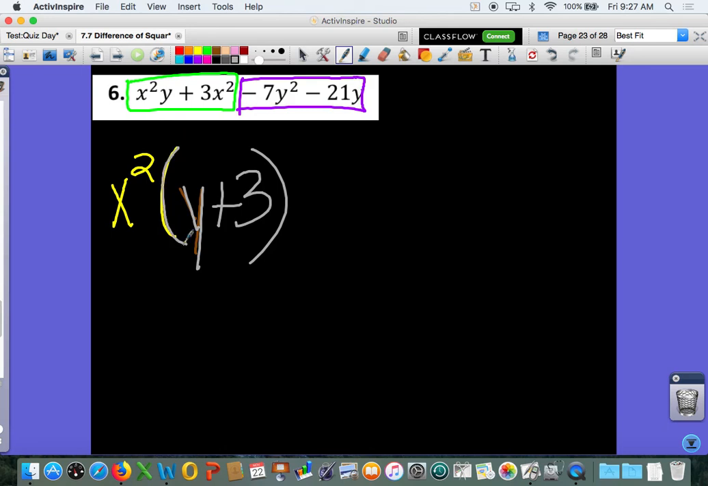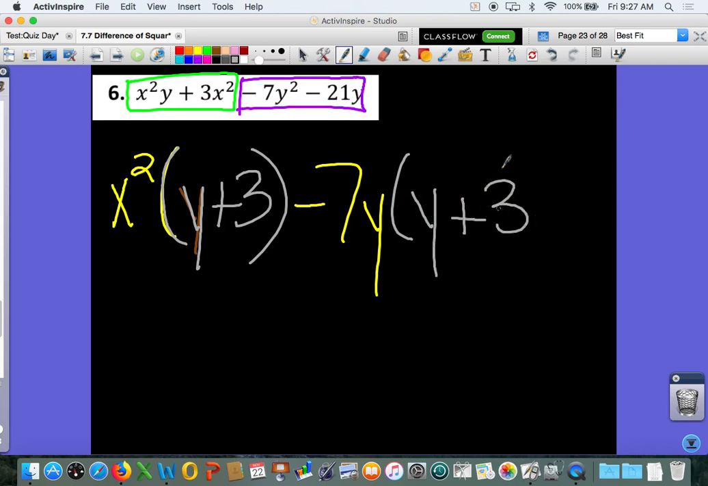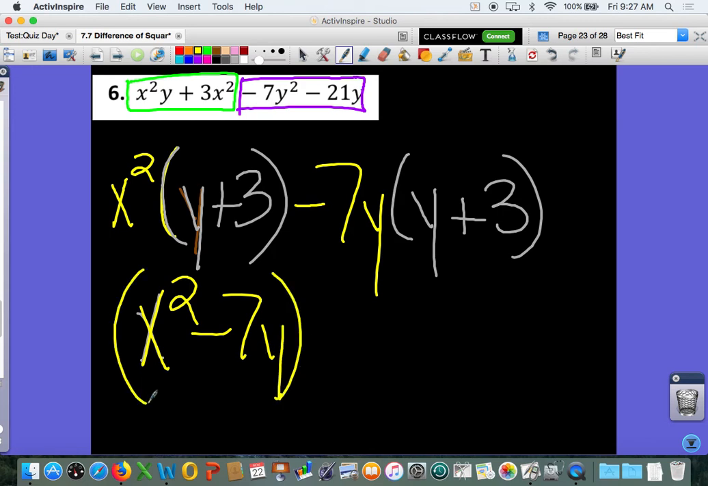Looking at my second one, I need to pull out negative 7 and only one y. I am left inside with y plus 3. So I've got x squared minus 7y. And last but not least, I have y plus 3.